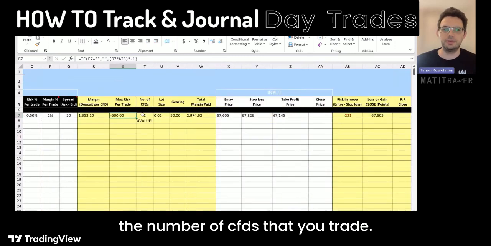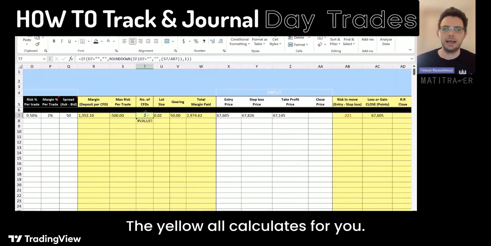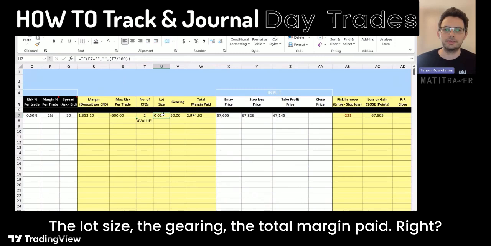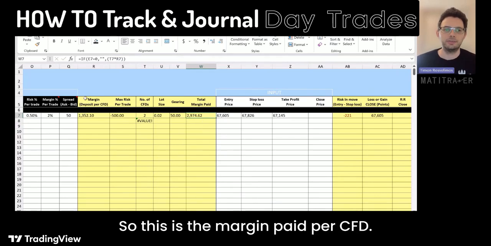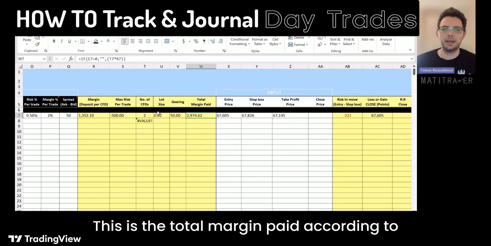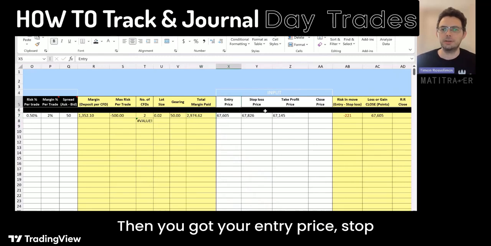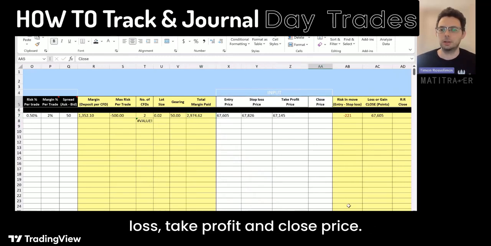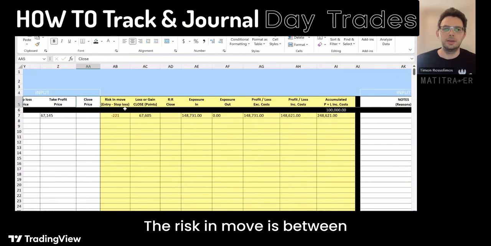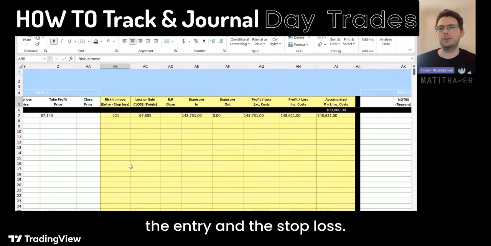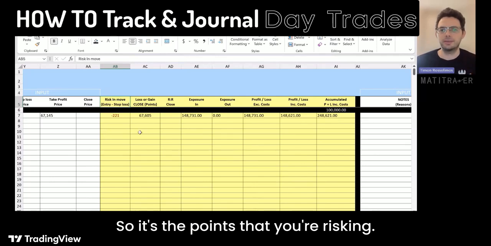The number of CFDs that you trade. The yellow all calculates for you. The lot size, the gearing, the total margin paid, right? So this is the margin paid per CFD. This is the total margin paid according to how many CFDs you buy or sell. Then you got your entry price, stop loss, take profit, and close price. The risk in move is between the entry and the stop loss, so it's the points that you're risking.